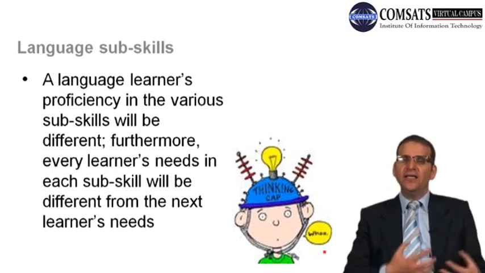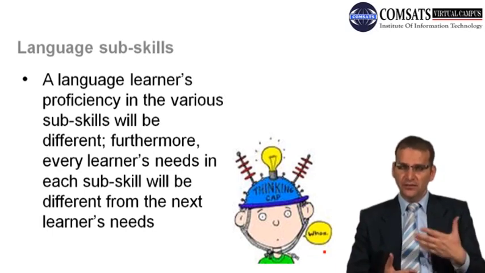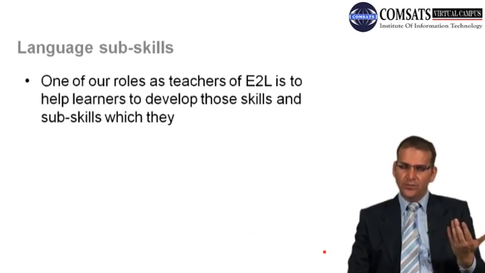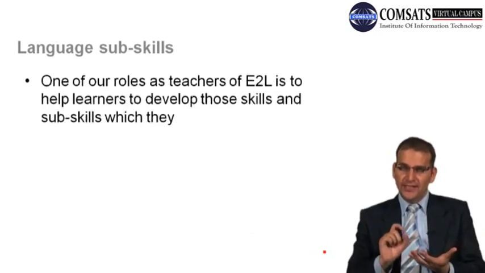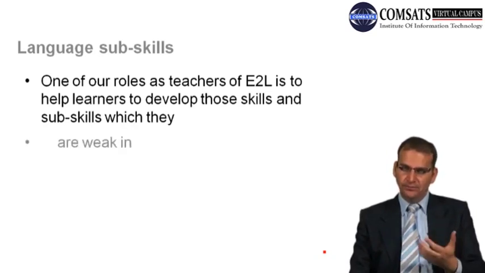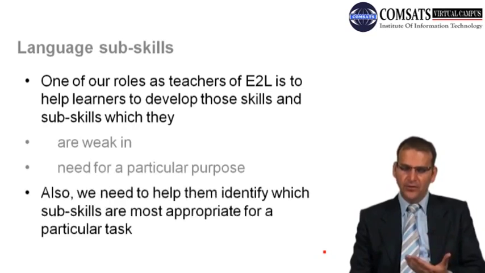Of course, maybe Usman's purpose would be just to express himself well. So this is what varies from learner to learner. One of our roles as a teacher of English, in fact, is to help learners develop those skills and sub-skills which they are weak in and need for a particular purpose. Also, we need to help them identify which sub-skills are most appropriate for a particular task.